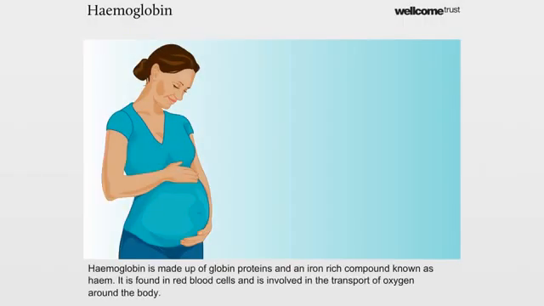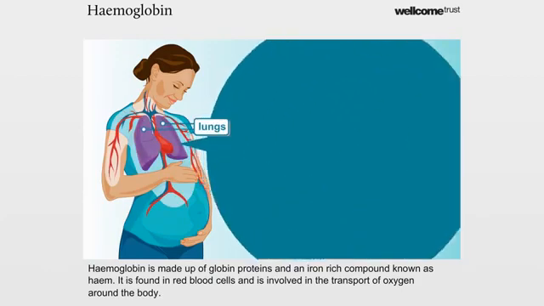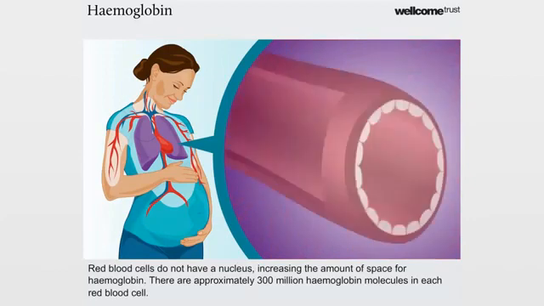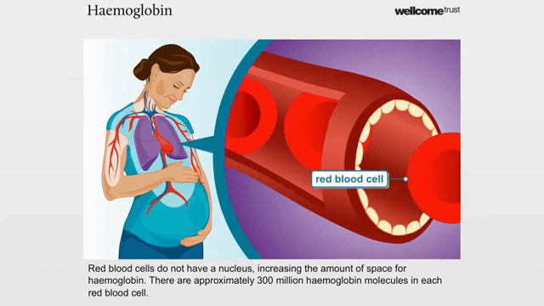Hemoglobin is made up of globin proteins and an iron-rich compound known as heme. It is found in red blood cells and is involved in the transport of oxygen around the body. Red blood cells do not have a nucleus, increasing the amount of space for hemoglobin. There are approximately 300 million hemoglobin molecules in each red blood cell.